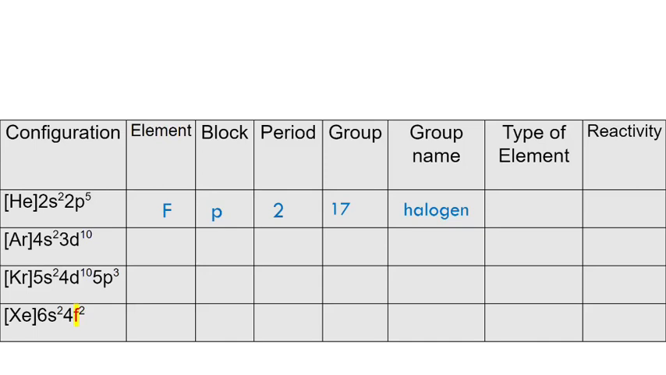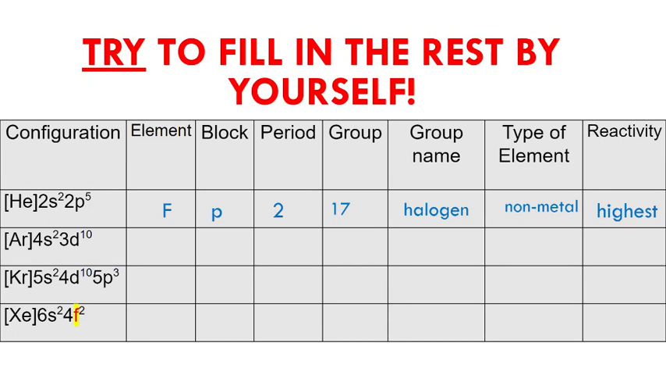And type of element is metal or non-metal. And this specific element is a non-metal. And reactivity, we said that those halogens have very high reactivity. They're the highest of our nonmetals, but very high works too. So I want you to try to fill in the rest by yourself.